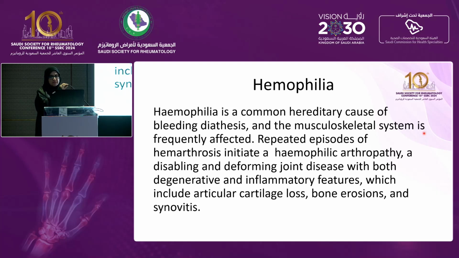Hemophilia, as you know, is a hereditary cause and causing bleeding problems in the joint. The musculoskeletal manifestation is frequently affected. There will be repeated bleeding in the joint, either by mild trauma or sometimes spontaneously. This will cause what we call hemophilic arthropathy, a disabling and deforming joint with both degenerative and inflammatory features, which include articular cartilage loss, bone erosion, and synovitis.